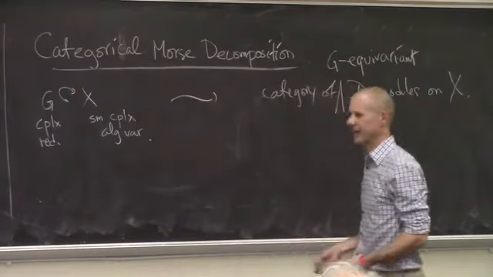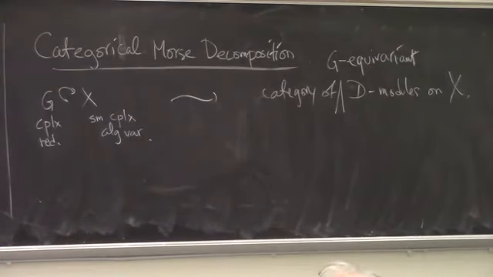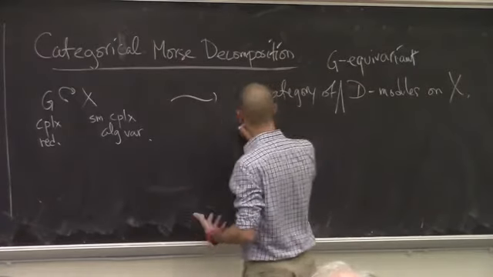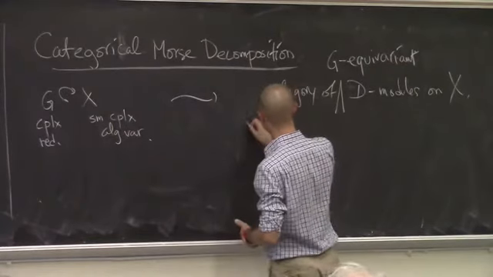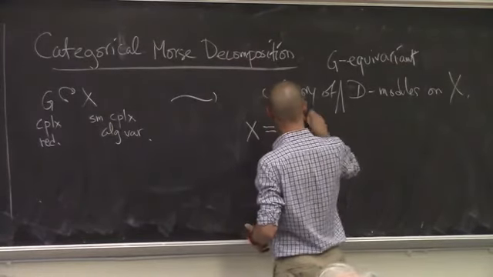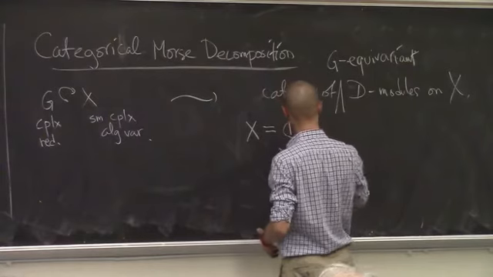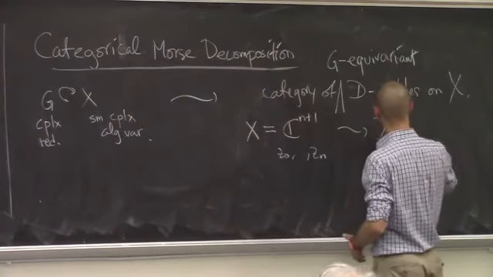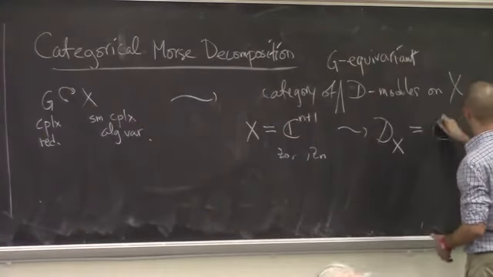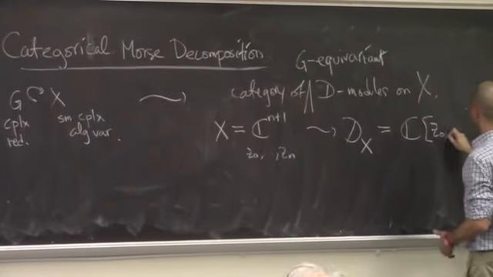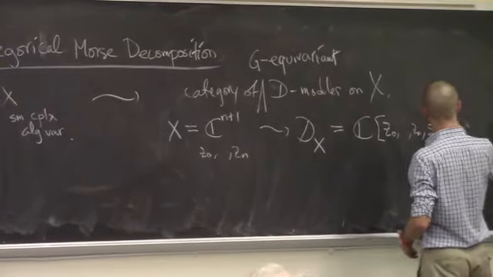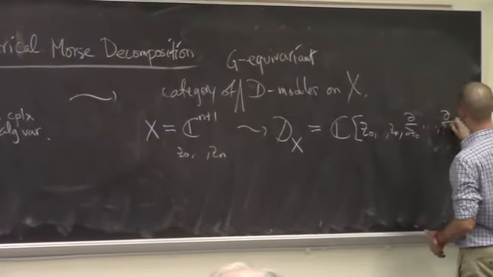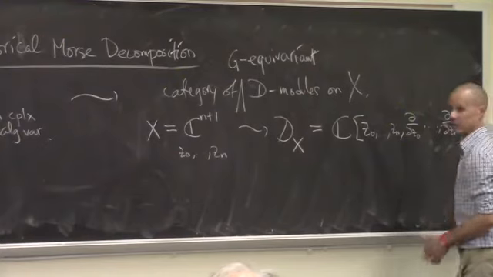I don't want to try to tell you what a D-module is. If you're familiar with the details, they would bore you, and if you're not familiar with them, you wouldn't want to know. But let me give you some small amount of the flavor. If X is C^(n+1) with coordinates z_0 up to z_n, then there's this ring, which is just partial differential operators with polynomial coefficients.